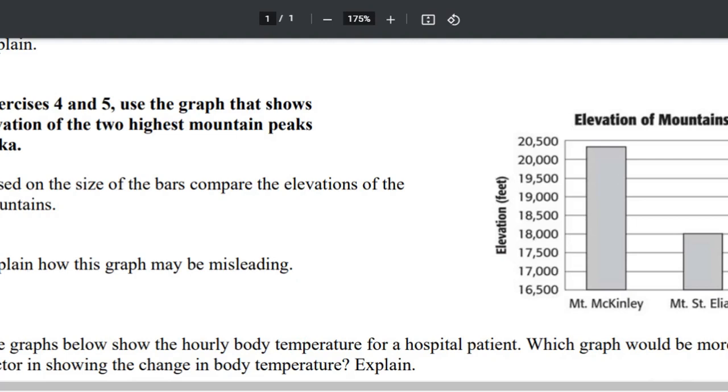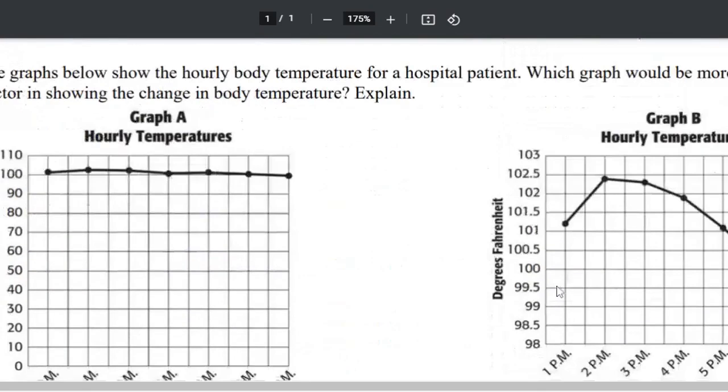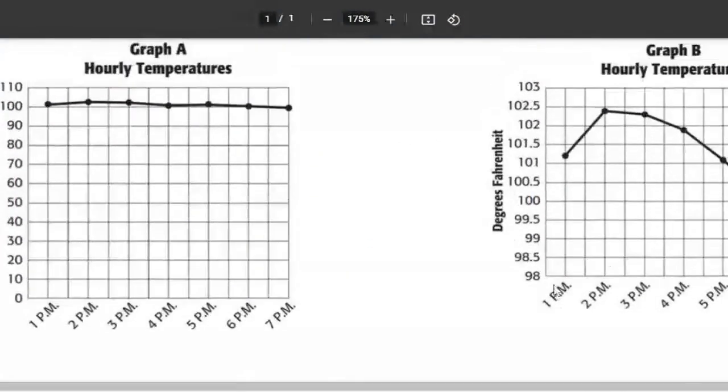Then number 5 right here, it says explain how this graph may be misleading. This graph could be misleading, guys, because it does not begin at 0. When you don't have a graph that begins at 0, that graph is going to be misleading, okay? I hope that helps you. Let's look at this one real quick. Let's go ahead and just finish this out.